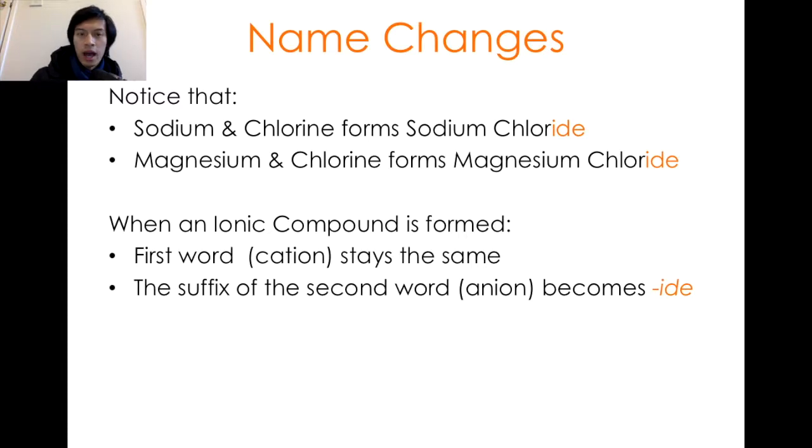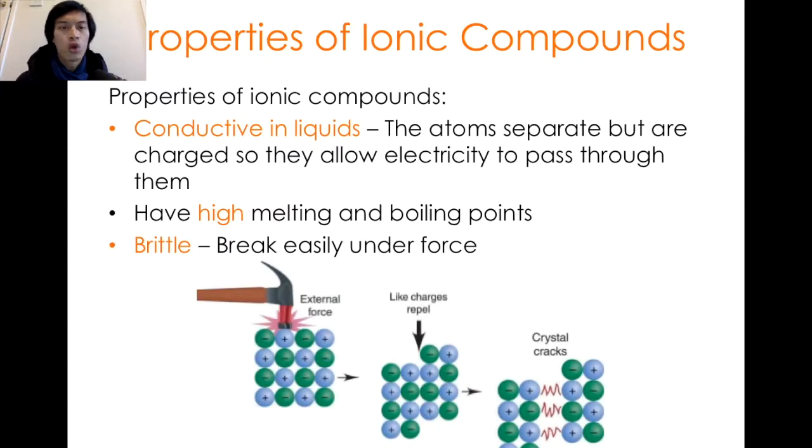Okay. Now, finally, we're going to take a look at some of the properties of these ionic compounds. There are three properties that I'm going to outline. The first is that ionic compounds tend to be very conductive of electricity in liquids. The second is that they have a high melting and boiling point. And the third is they are brittle and they will break easily under force. Now, the first one, it's conductive in liquids.